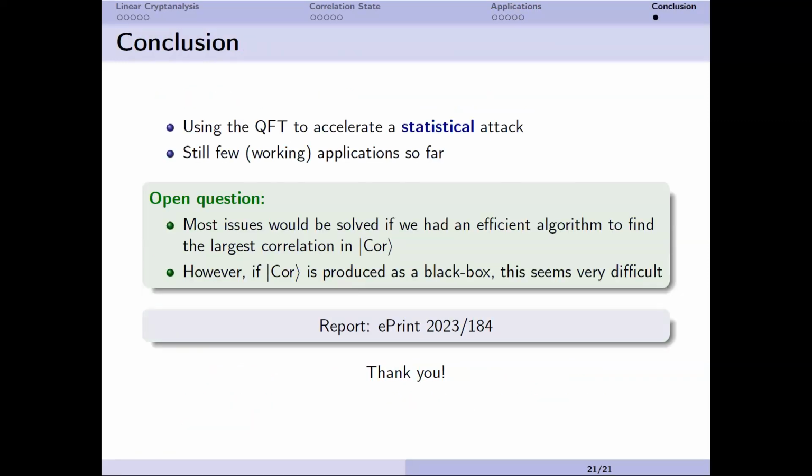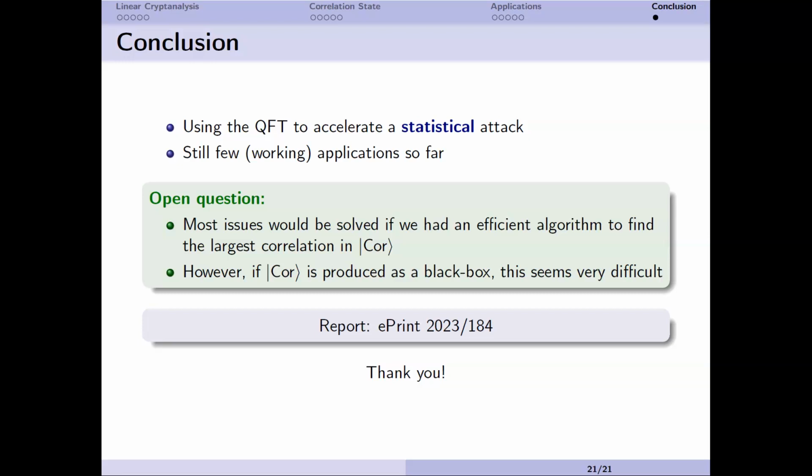Okay, so now I'm getting to the conclusion of this. The idea of this work was using the QFT somehow to accelerate the statistical attack, because usually what the QFT does in quantum algorithms is accelerating structural attacks like period finding, etc. The trouble is, it's still difficult to make it work.